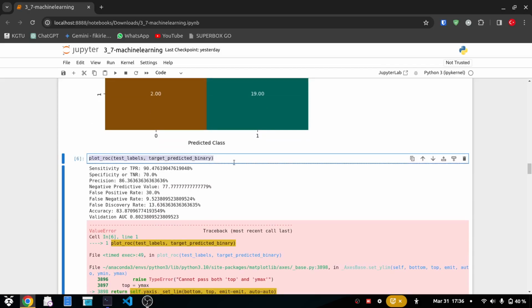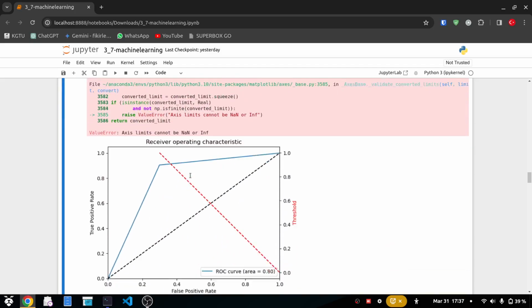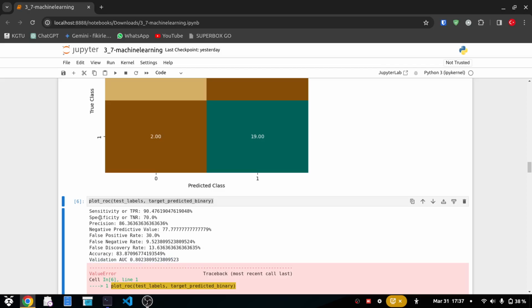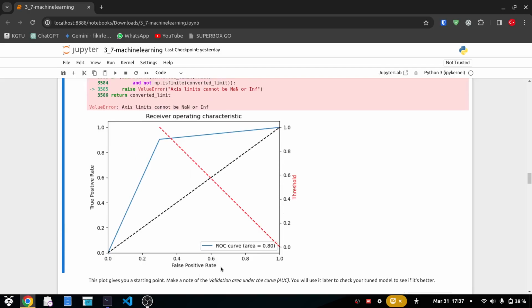So we are plotting the ROC, and we have these performance metrics also: sensitivity, specificity, precision, negative predicted value, false positive rate, false negative rate, false discovery rate, accuracy, and validation AUC. So we have our ROC curve in here. Our main goal is to maximize the area under the ROC curve, so that we have a better balance between sensitivity and specificity at the same time. We also have true positive rates in here, false positive rates in here, and our threshold in the red line.